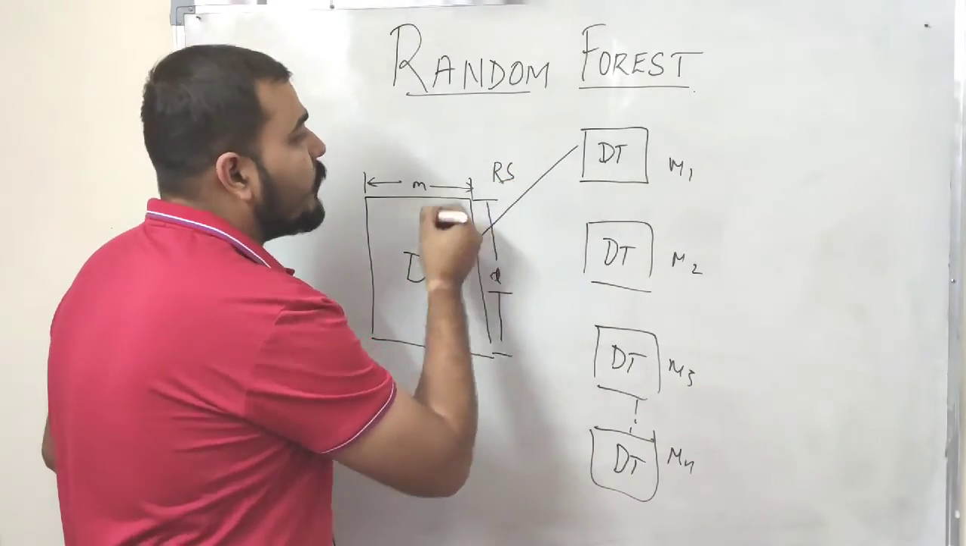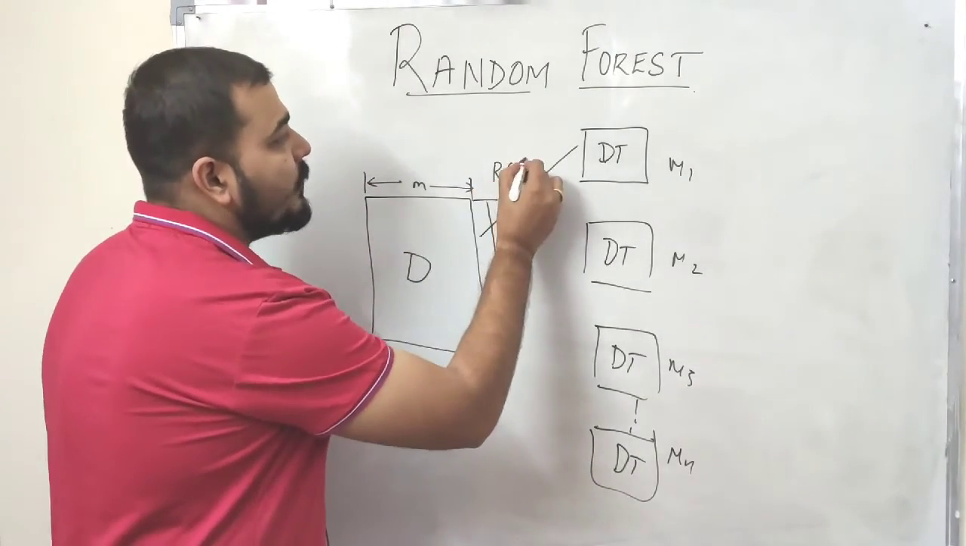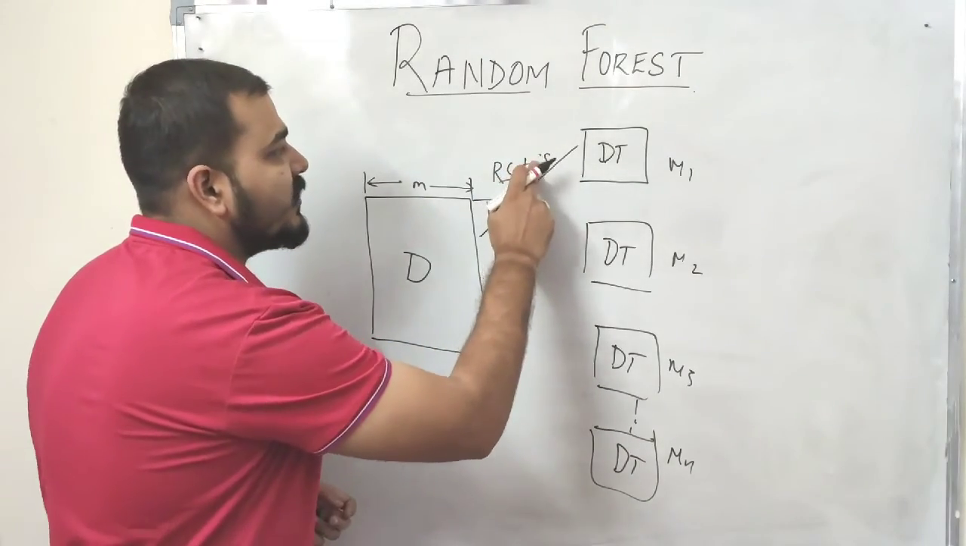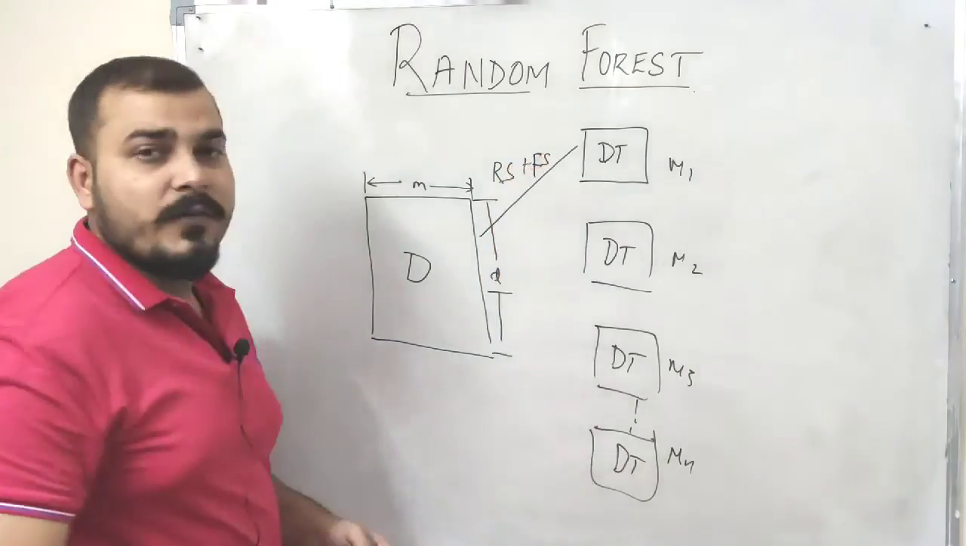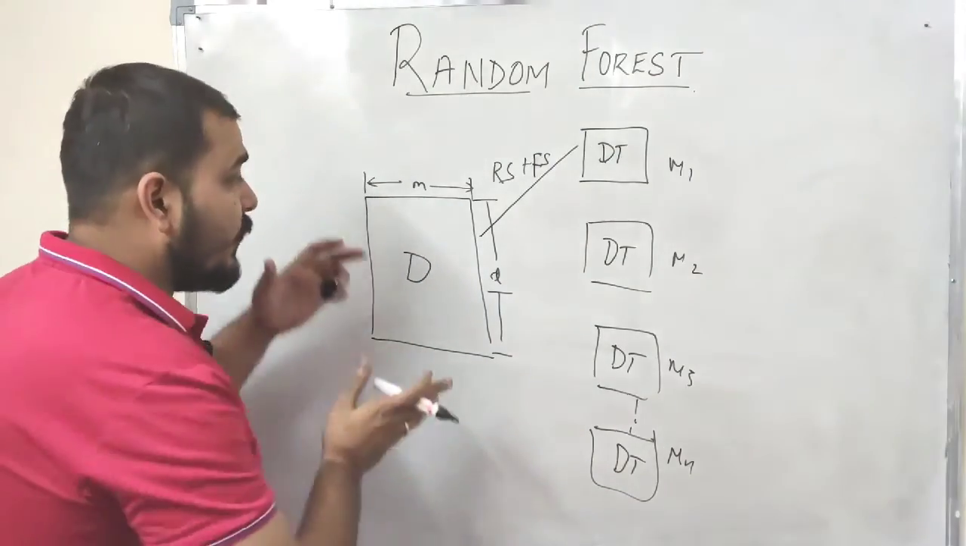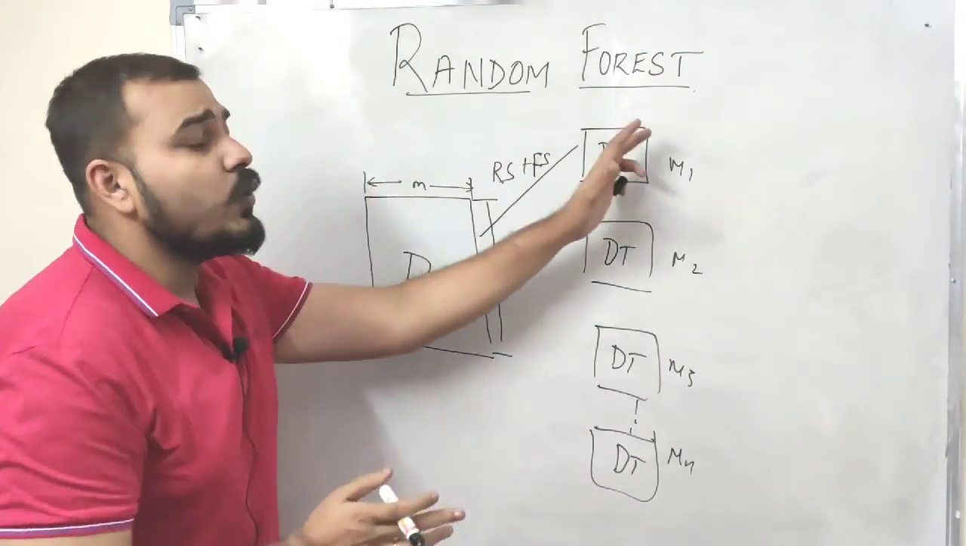So I'm going to take some rows from this data set, and similarly I'm going to pick up some columns, or I can also write this as a feature sample, FS, feature sample with replacement. Now that is how bagging works, right? We will be taking some amount of rows and giving them to our decision tree.